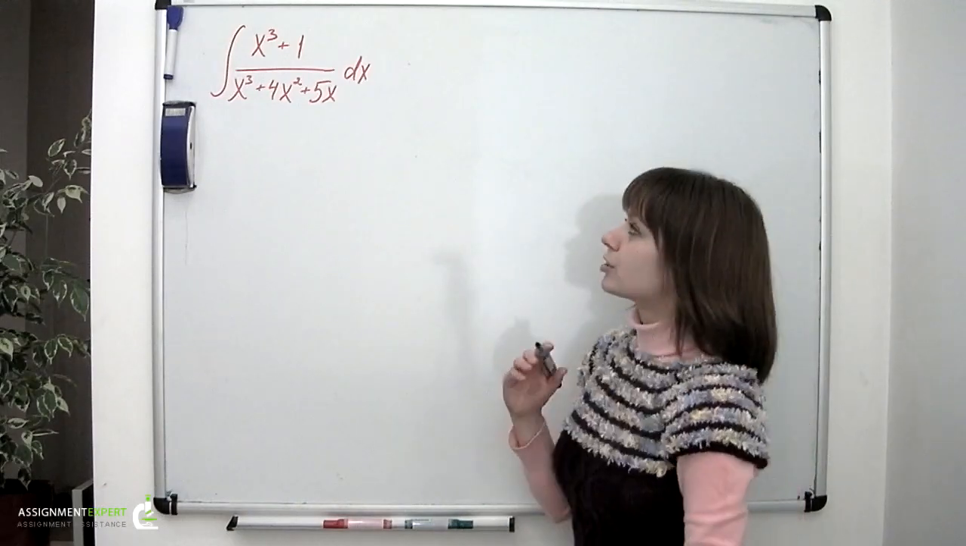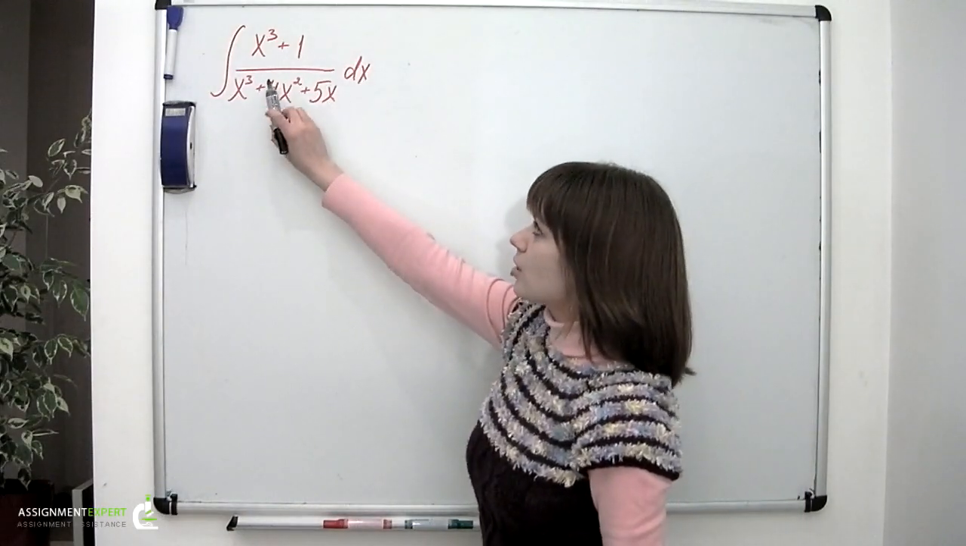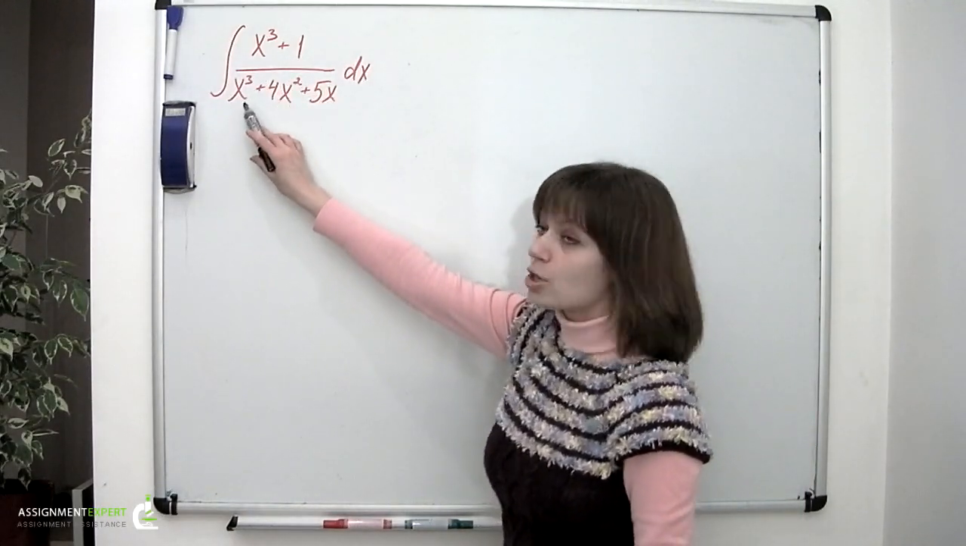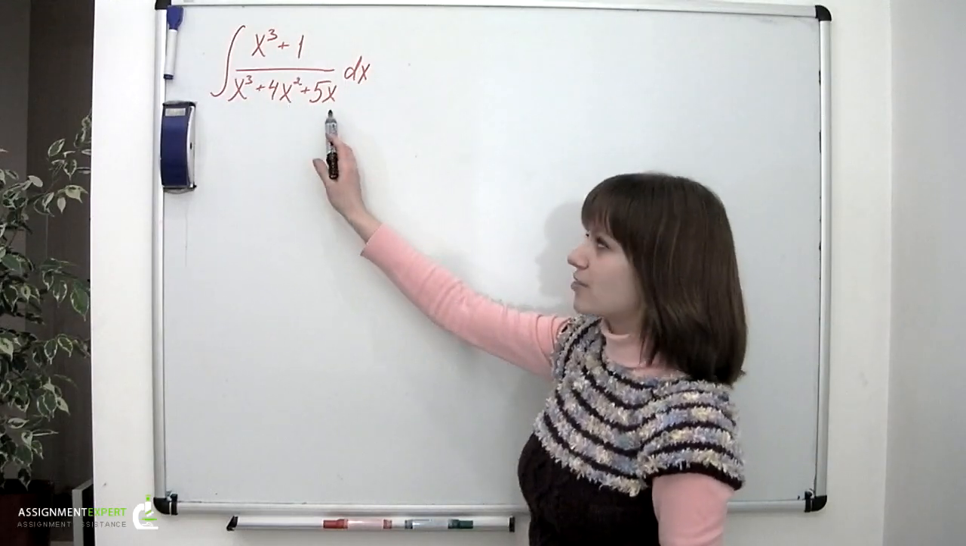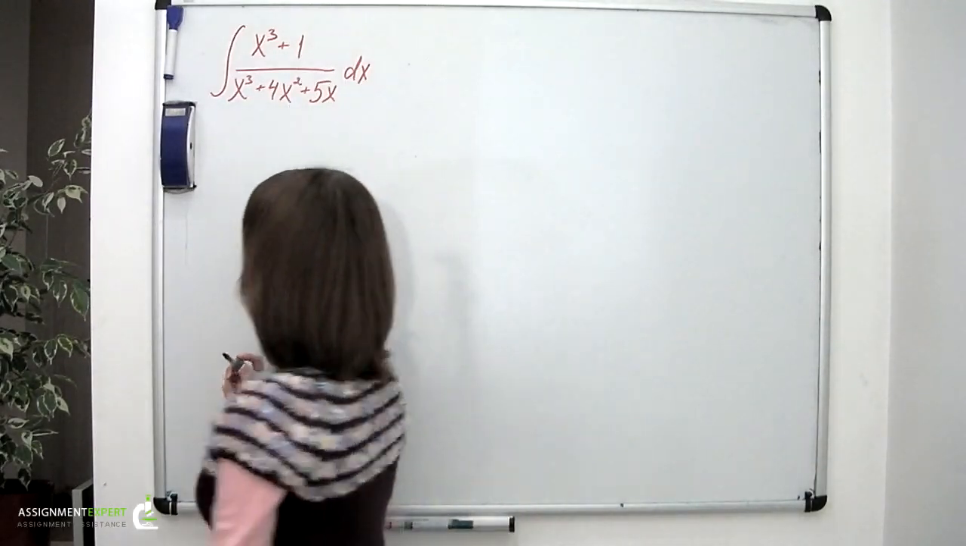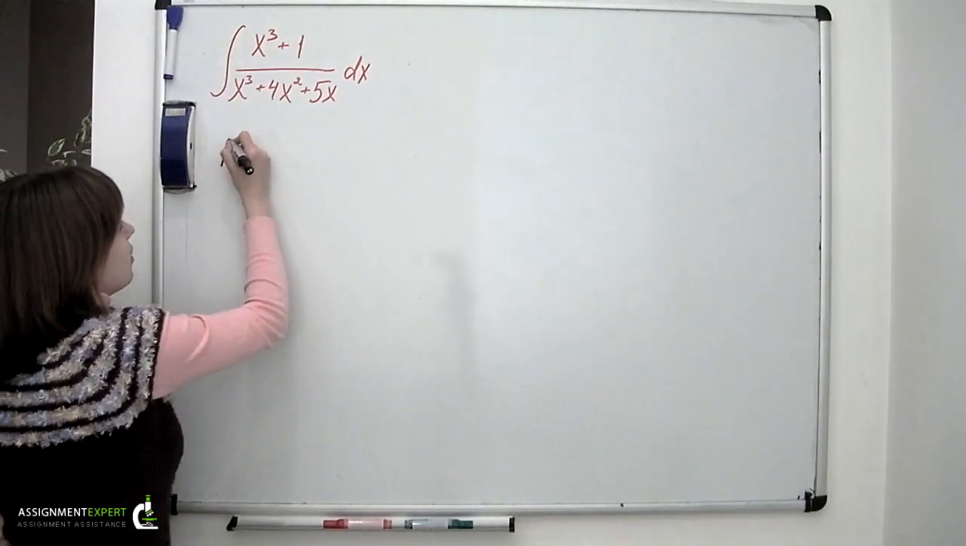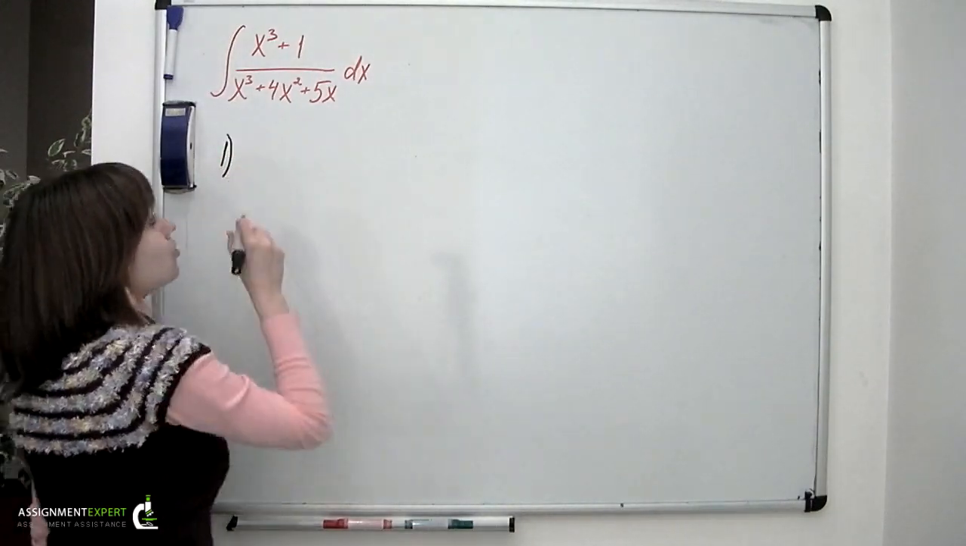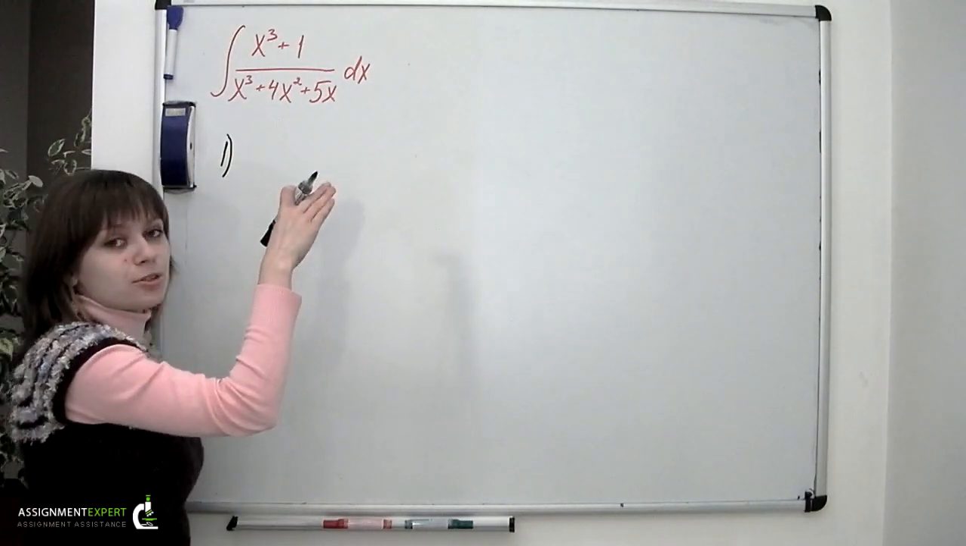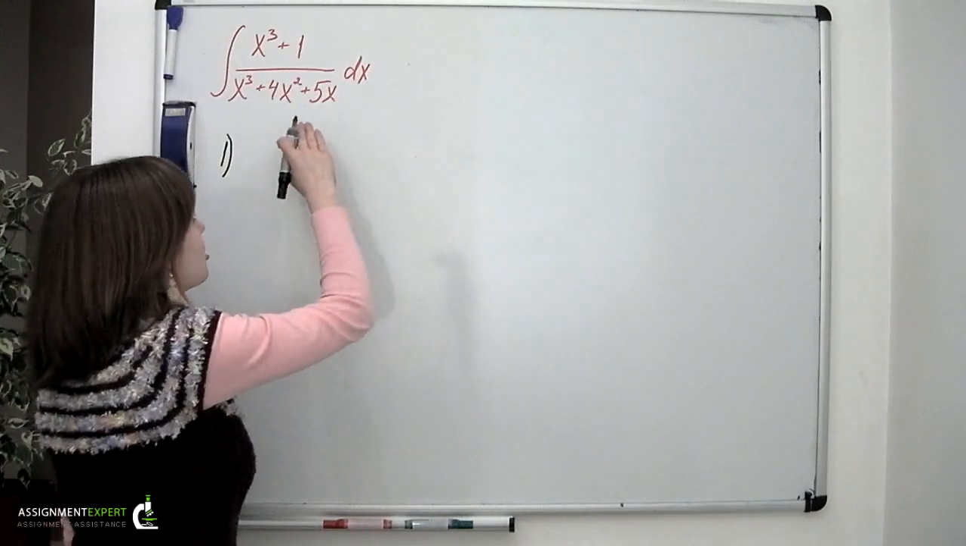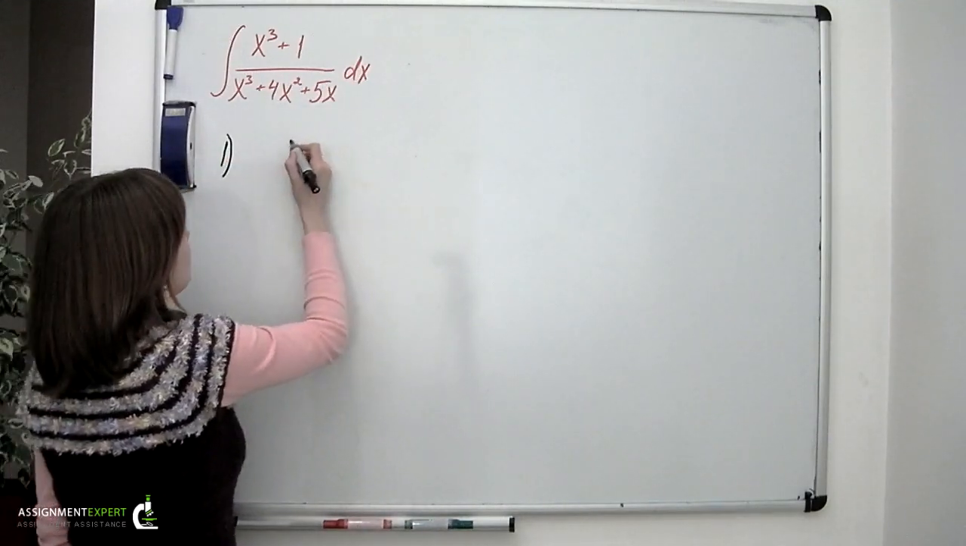We need to compute the integral of (x cubed plus 1) over (x cubed plus 4x squared plus 5x). The first thing I suggest that we do is to add and subtract a few terms to the numerator of this fraction. So we'll go like this.